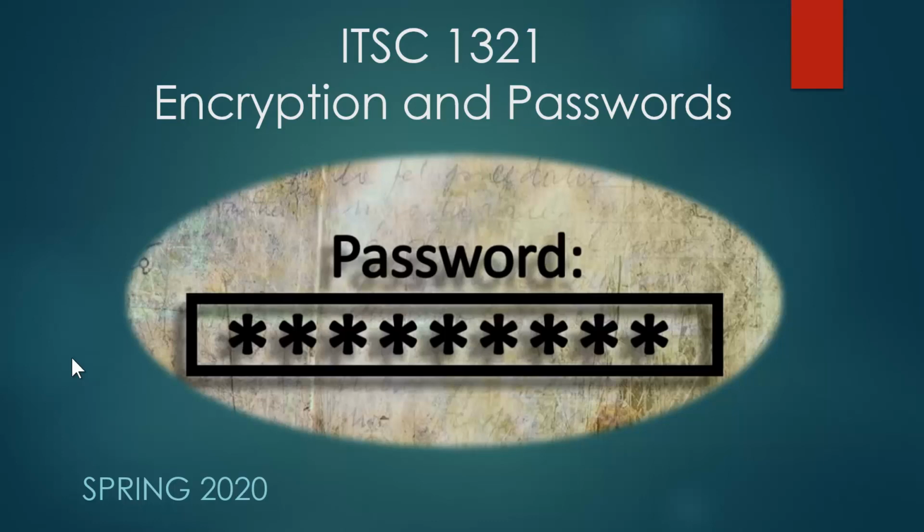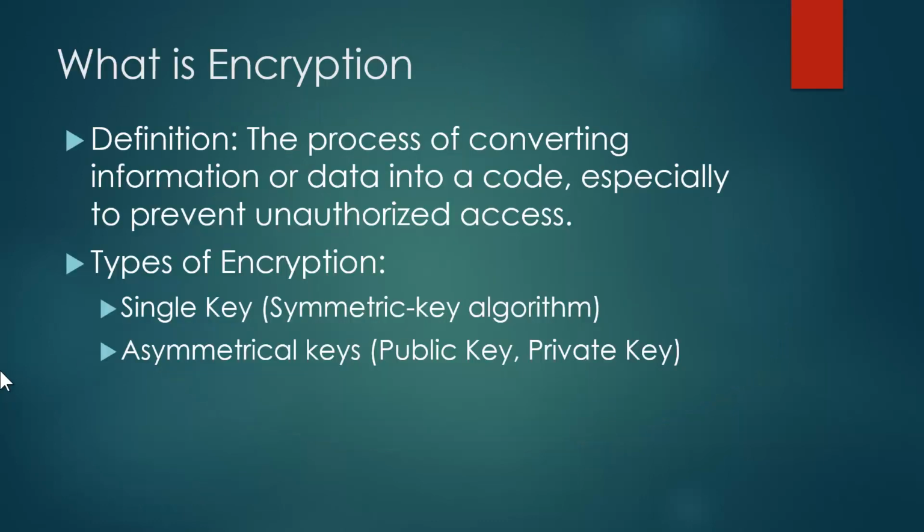So let's jump right in. What is encryption? Well, if you look a definition up on the internet, it's the process of converting information or data into a code, especially to prevent unauthorized access. So we really have two types of encryption. We have single key encryption, also known as symmetrical key, and then we have asymmetrical, which is commonly known as public key, private key.